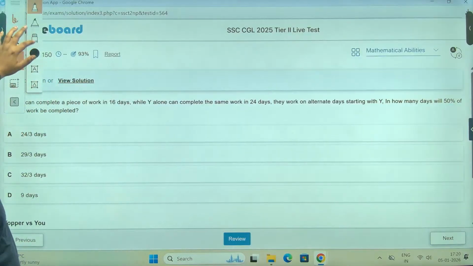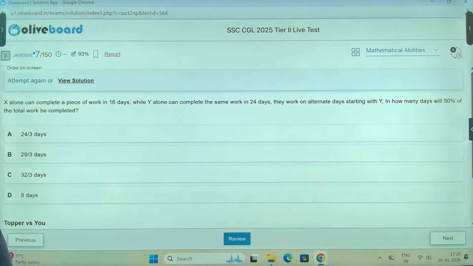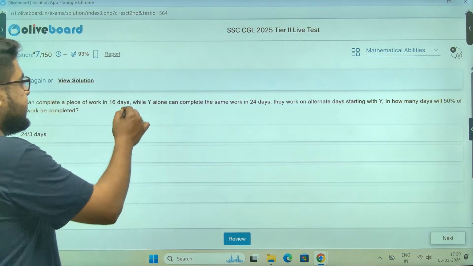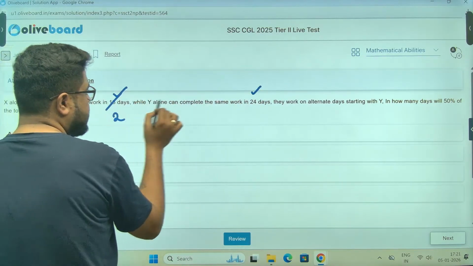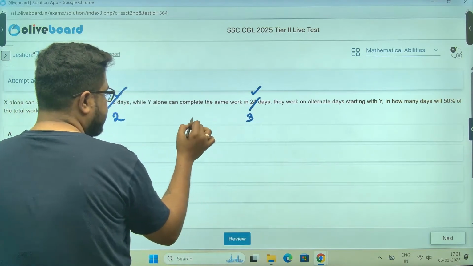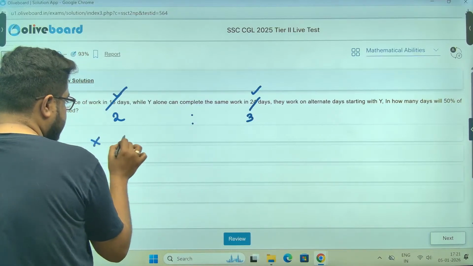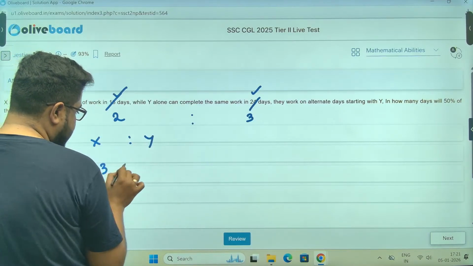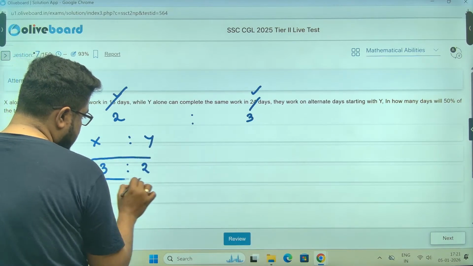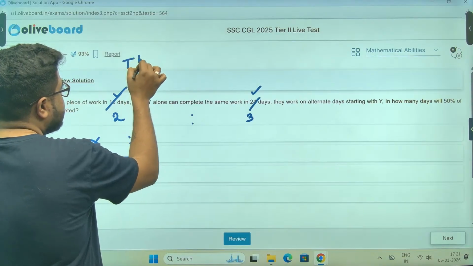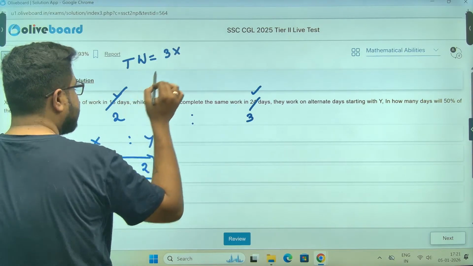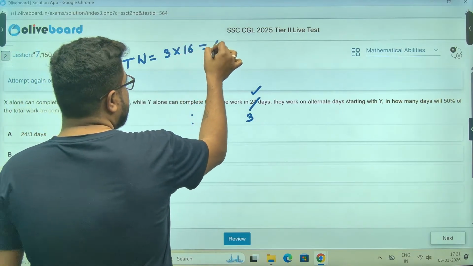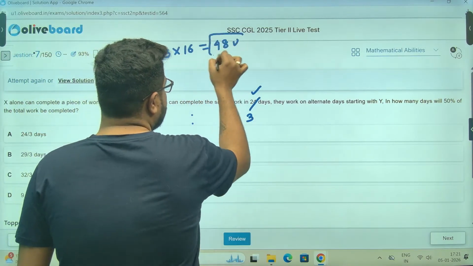Alternate days, as I can see. X alone 16 days, Y alone 24 days. Time ratio is 2 to 3, so the efficiency ratio of X to Y will be 3 to 2. So how much will the total work be? Let's take X can do 3 units a day, taking 16 days. So 48 units is the total work.